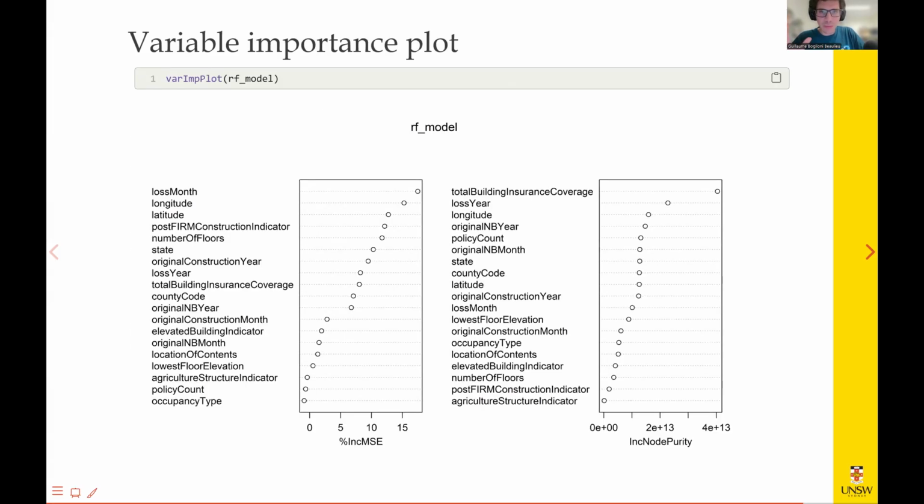But you have some way to find out, globally speaking, how important each predictor is on average in your bagged trees or random forests. And you see those two things yield pretty different results. Total building insurance coverage based on node purity is the highest by far, but it's only kind of middle if you use the percentage increase in mean squared error without that predictor. But anyway, I'm not going to focus on that.